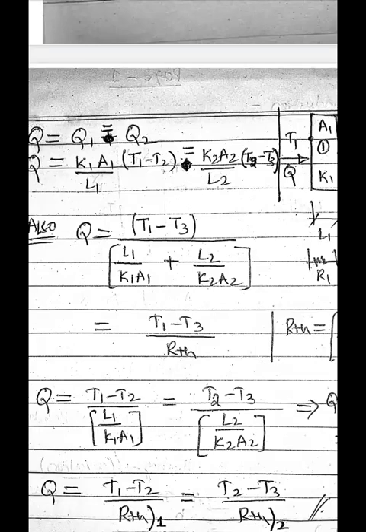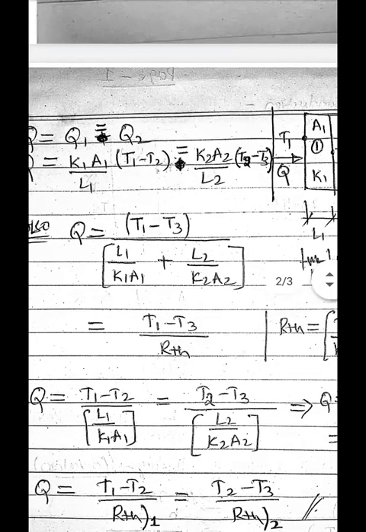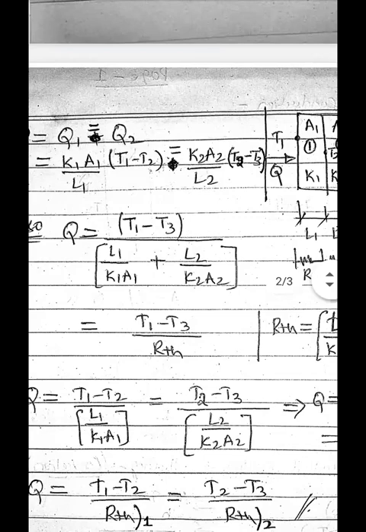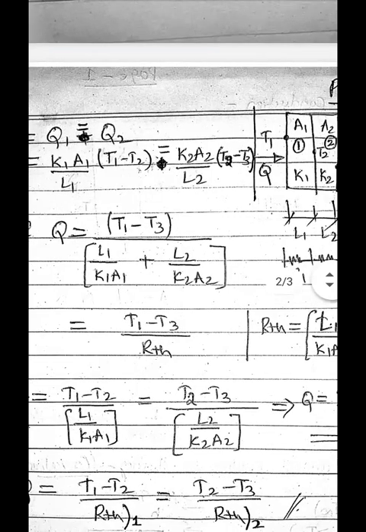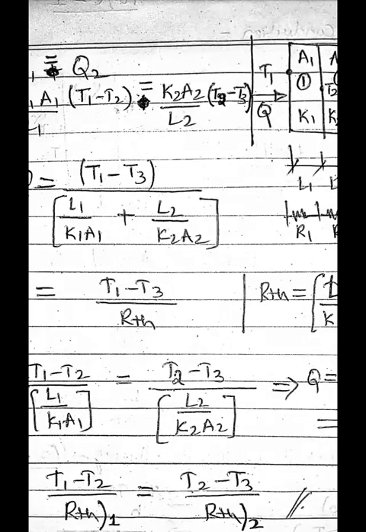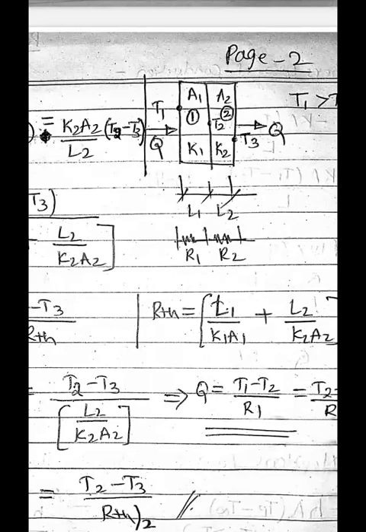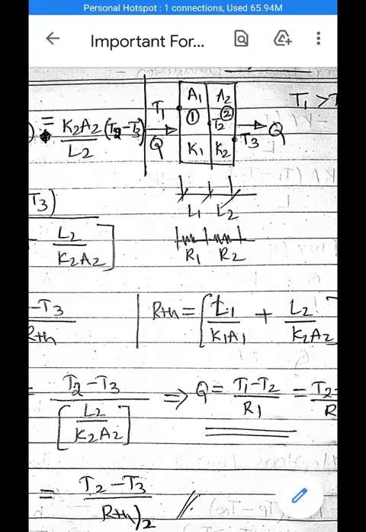So this L1 divided by K1A1 is the resistance R1 and L2 divided by K2A2 is the resistance R2, right? R1 and R2 are the resistances. So we can write this as T1 minus T3 divided by the thermal resistance of the entire wall. This R_th, thermal resistance, is L1 divided by K1A1 plus L2 divided by K2A2. So this is the resistance offered by the entire block to the flow of heat.